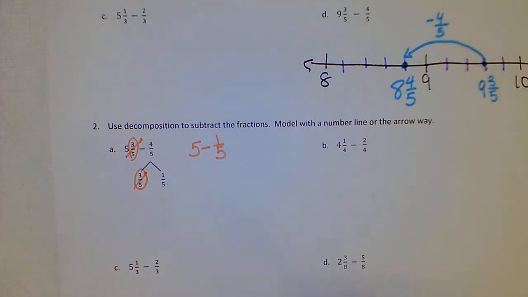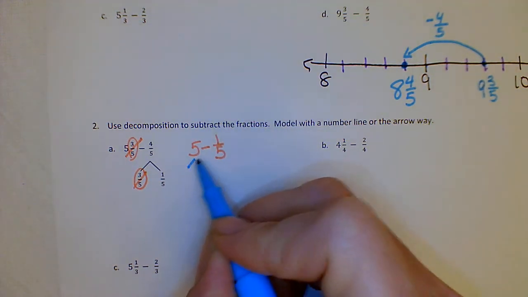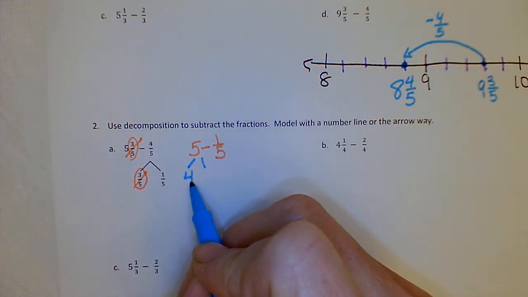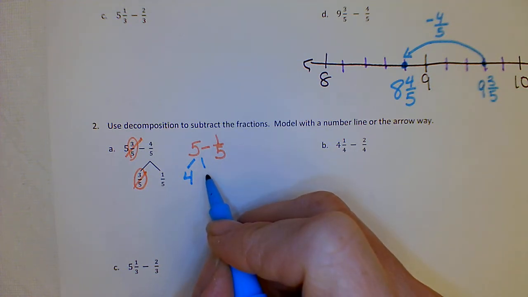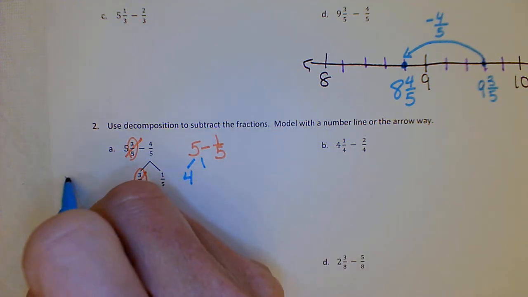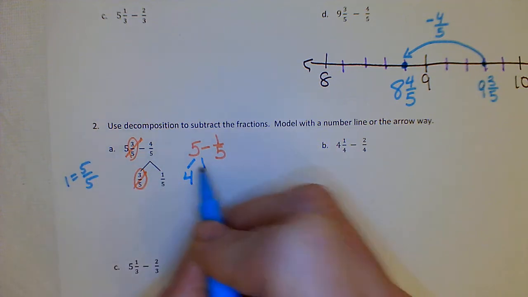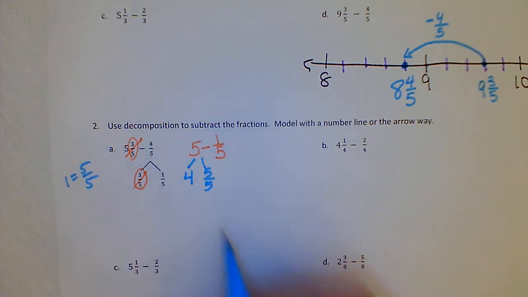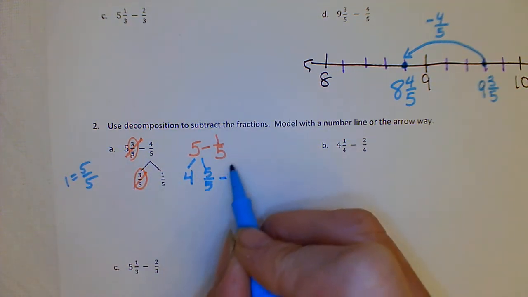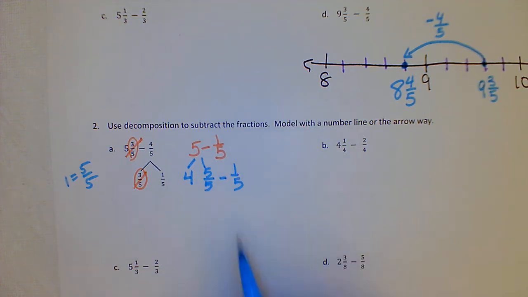So now remember though, I cannot subtract 1/5 from 5. I need to get a common denominator, and to do that, I need to split this up into 4 and 1. But instead of writing 1, since I'm dealing with fifths, I know that 1 is equal to 5/5. Let's go ahead and write 5/5. And now I can still subtract that 1/5 from that. So now what we have is 5/5 minus 1/5 is 4/5. And we keep our 4.